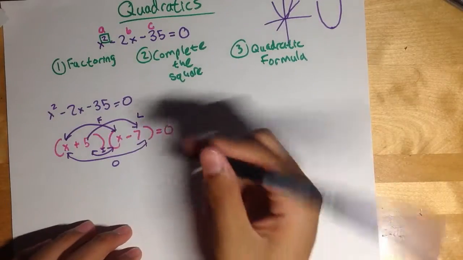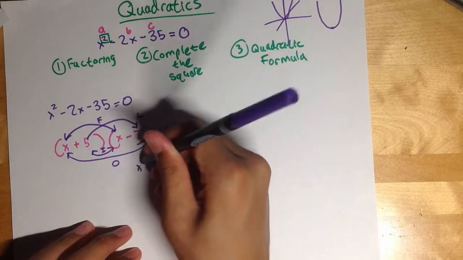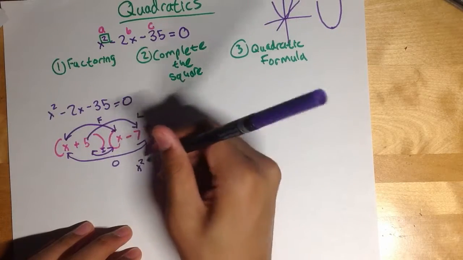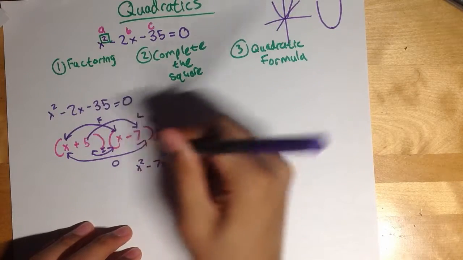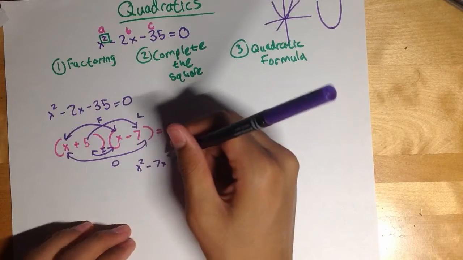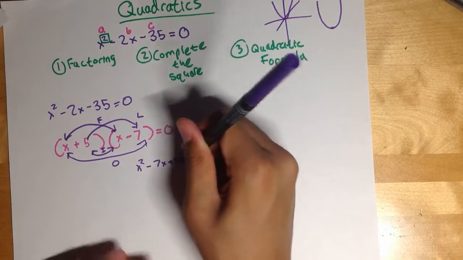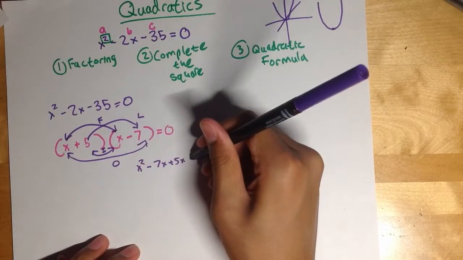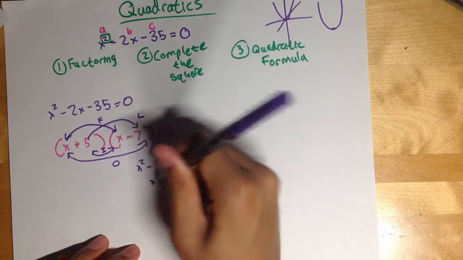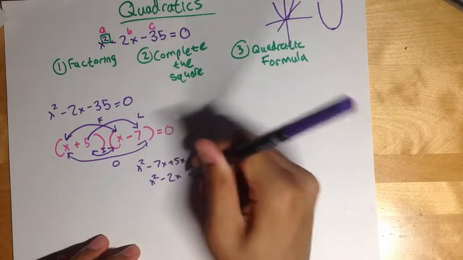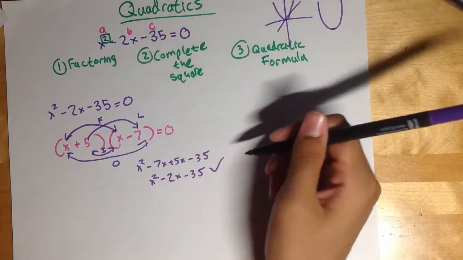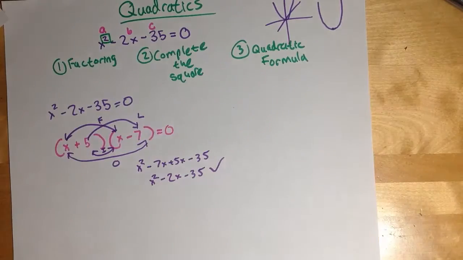So to really quickly do that, that's x times x, which is x squared. The outside is x times negative 7, which is negative 7x. Then the inside is 5 times x, which is plus 5x, and the last is 5 times negative 7, which is negative 35. That equals x squared minus 2x minus 35. Huzzah! So you've successfully factored.